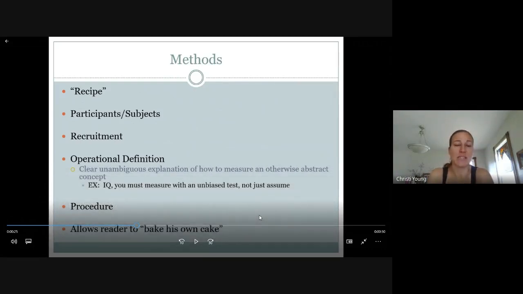So methods are basically how you do it. It's the recipe, if you will. So if you were baking a cake, and I am about to do that for my son's birthday, and he's allergic to eggs, so I have to figure out what my exact recipe is.